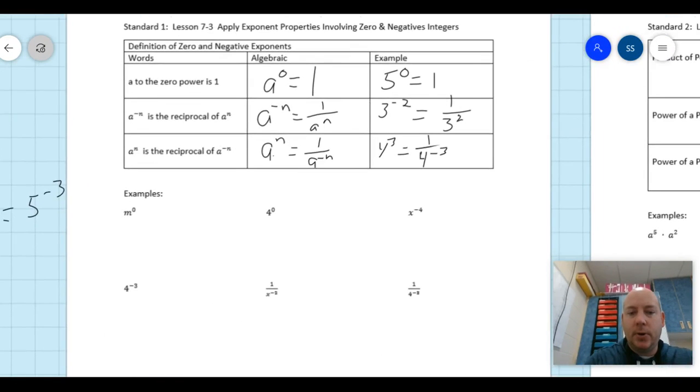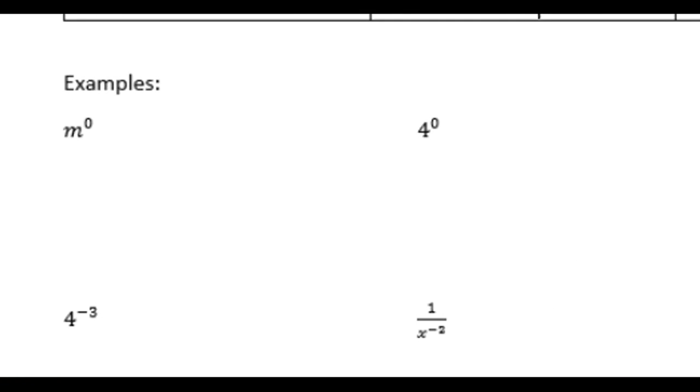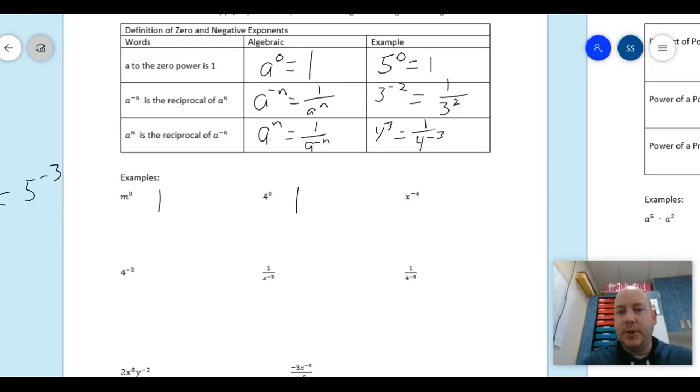Now let's look at some examples down here. Let me scroll over a little bit. So m to the 0 power, again, our rule is anything to the 0 power is 1. So m to the 0 power is going to be equal to 1. 4 to the 0 power is going to be equal to 1. So again, anything to the 0 power, with the exception of 0, is going to be 1.